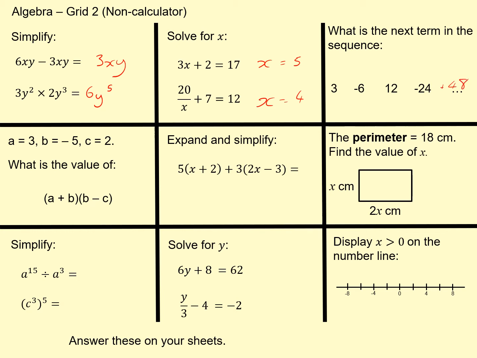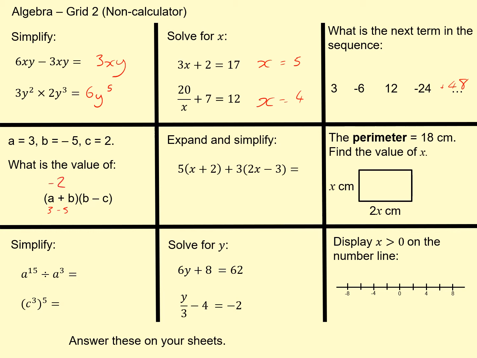Next, what is the value of a plus b, all in brackets, times b minus c, all in brackets? Well, a plus b is 3 take away the 5. So that's 3 add minus 5, or 3 take away 5. So that gets us minus 2.